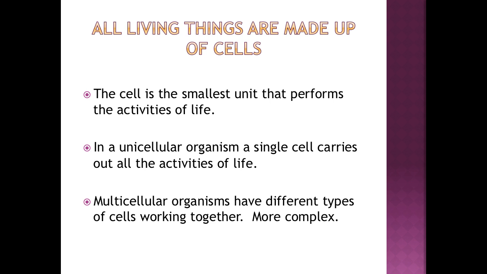All living things are made up of cells. The cell is the smallest unit that performs the activities of life. It's the basic unit of life. In a unicellular organism, a single cell carries out all of the activities of life. So a unicellular organism is only made up of one cell. A multicellular organism has different types of cells working together. They are considered more complex. So a multicellular organism doesn't just have one cell, they have many cells.